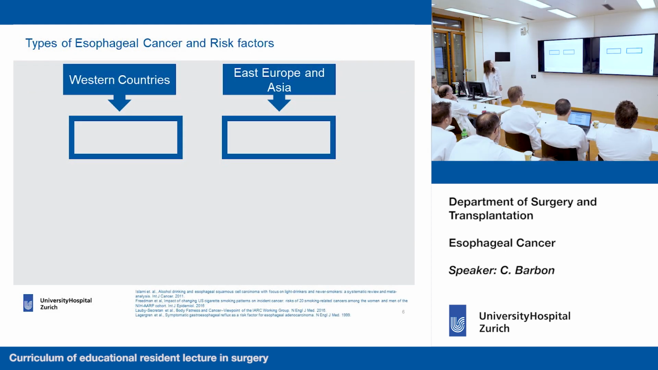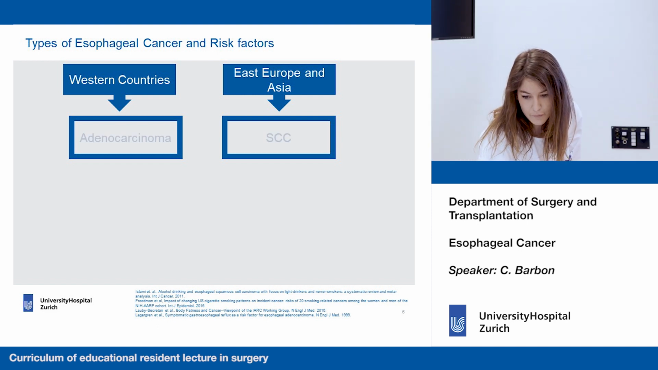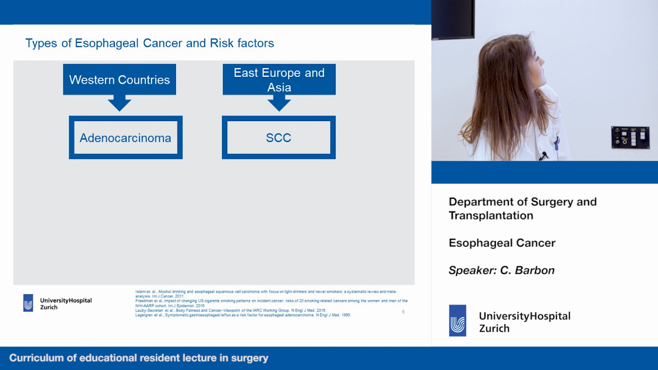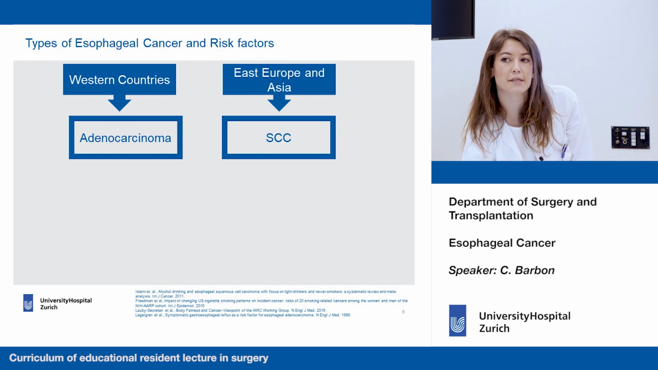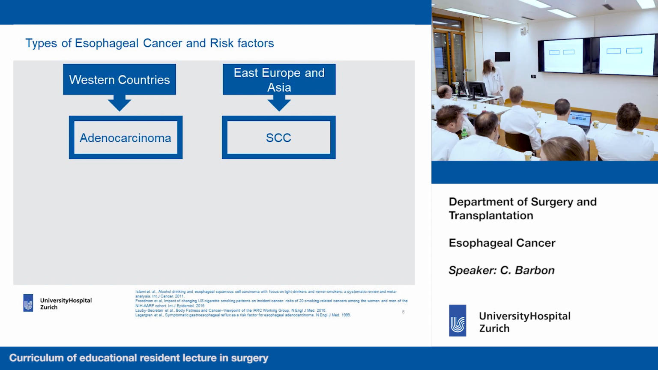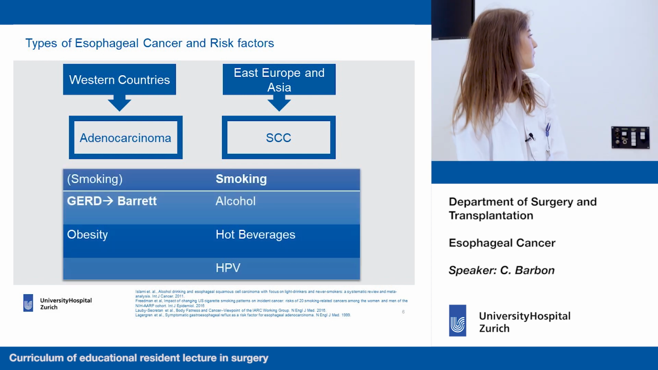So which types of esophageal cancers are there? Question to my colleagues. There's the adenocarcinoma and the squamous cell carcinoma. So these are the two main cancers. And can someone also please tell me the risk factors for these two cancers? Reflux for adenocarcinoma and smoking for squamous cell carcinoma. Okay, thanks. So these are the main risk factors.